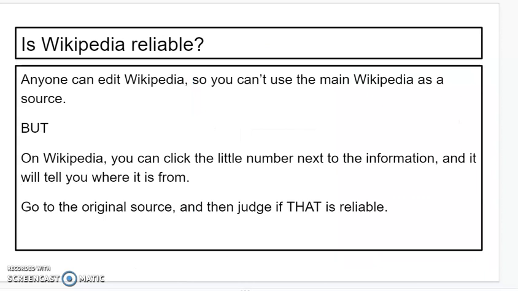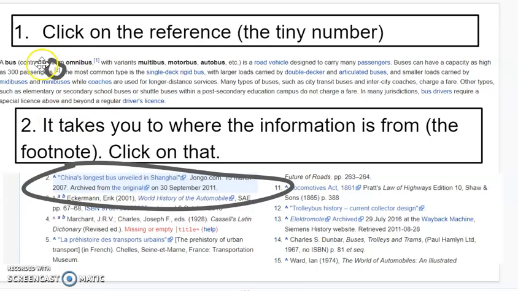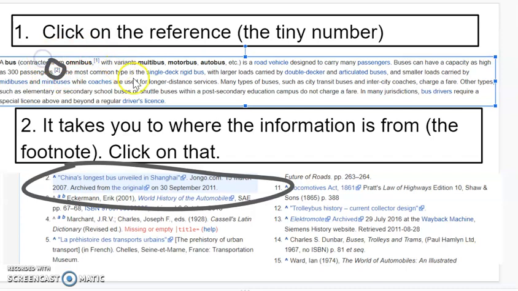Is Wikipedia reliable? Anyone can edit Wikipedia, so you can't use the main Wikipedia as a source. But on Wikipedia, you can click the little number next to the information, see it here, number 2, and then it will take you to the bottom of the page and the original link. So you click on these links, and you then go to that website. You can judge that website and see if you find it useful or reliable or not. But the actual main Wikipedia page is not a reliable source because anybody can edit it, even you.